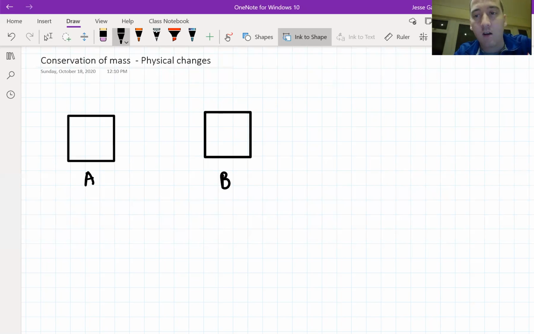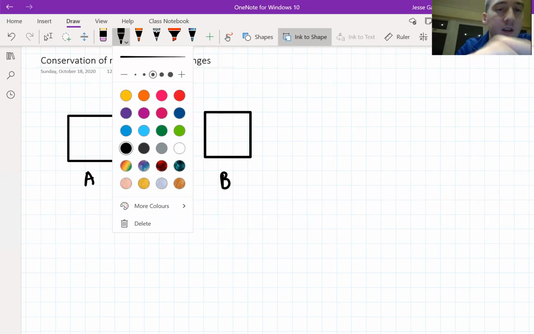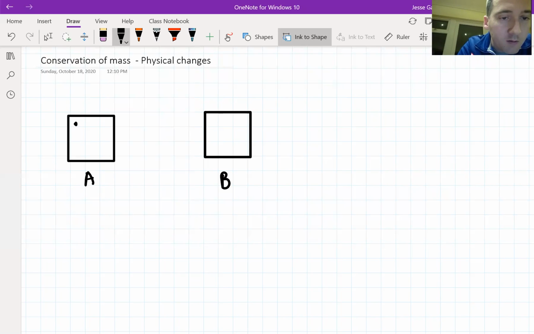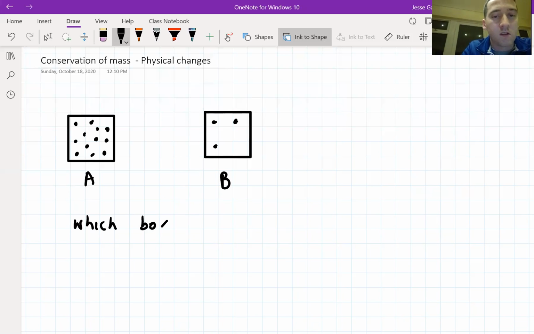So we've got some matter in here. If we've got some matter, how would we show it? We would show it using some circles to show that there are particles in here. A has particles, so I'm going to draw some particles now. B also has particles, so it's got a substance which is made of particles. Both of these boxes have some matter in them. The question I'm asking is, which box has more particles?